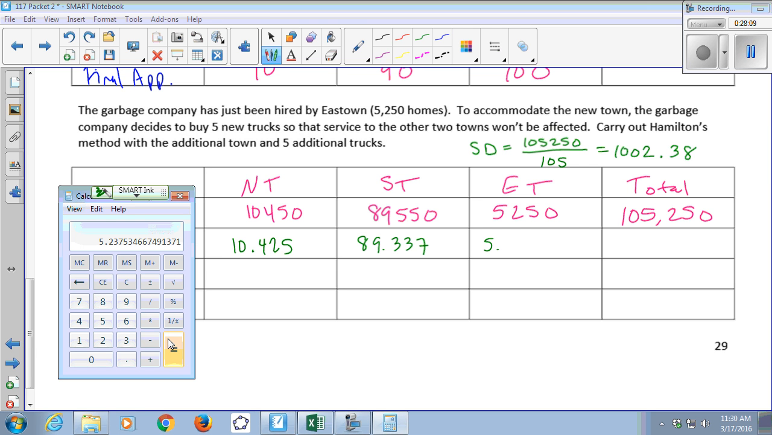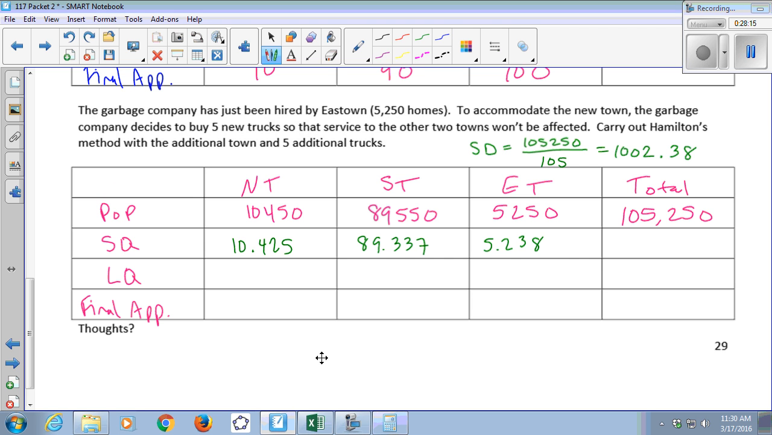And 5.238. Yes. All right, so I add those up and I should get really close to 105 trucks. Give everybody their lower quota, 10, 89, and 5. And that adds up to 104. Okay, who gets the 1 extra truck?